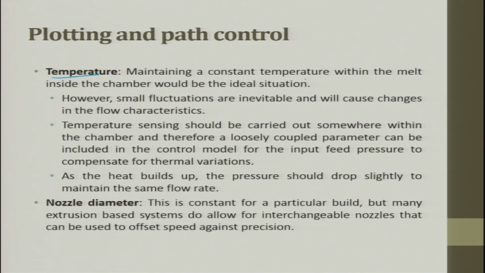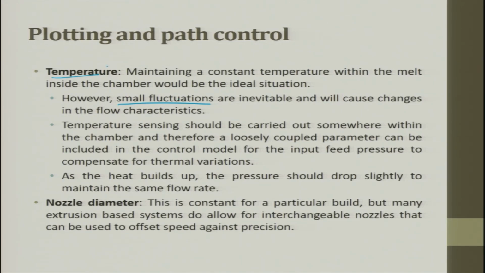Temperature: maintaining a constant temperature within the melt inside the chamber would be the ideal situation. However, small fluctuations are inevitable and will cause change in the flow characteristics. This can be because of clogging, this can be because of the material property, there can be small fluctuations in the supply. Temperature sensing should be carried out somewhere within the chamber, and therefore a loosely coupled parameter can be included in the control model for the input feed pressure to compensate the temperature variation.